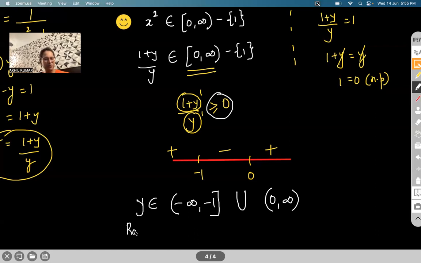And now, my dear friend Mehul, we are there with the answer. Range is minus infinity to minus 1 union open interval 0 to infinity. This is your answer to the question.